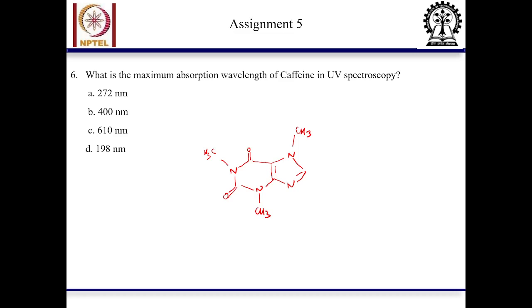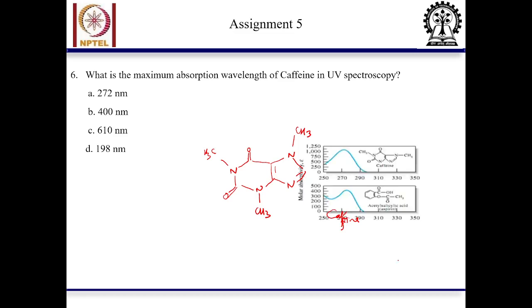Okay. So this is basically your caffeine, and its UV visible spectrum was already shown by the professor. If you have watched the lecture, I think most probably 22 or 23, yeah, 22 only, it will be in that lecture. So this is the UV visible absorption spectroscopy for caffeine.